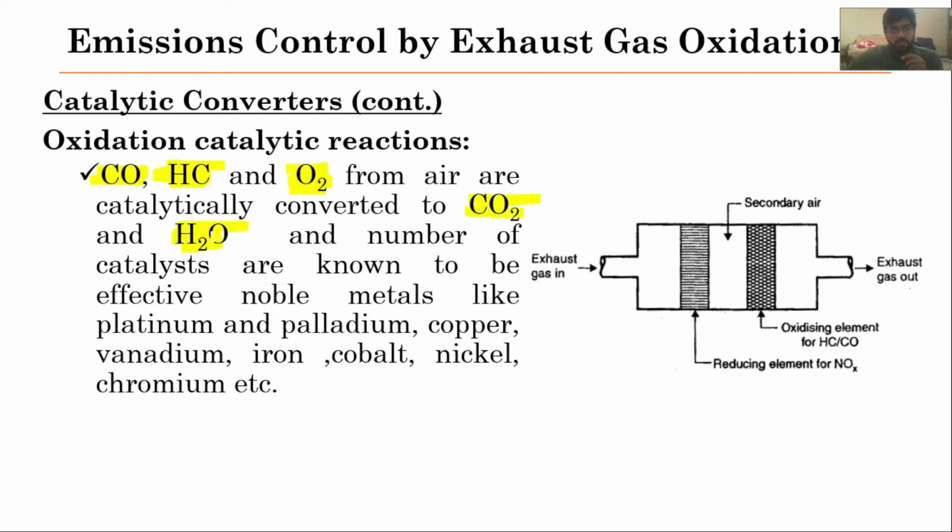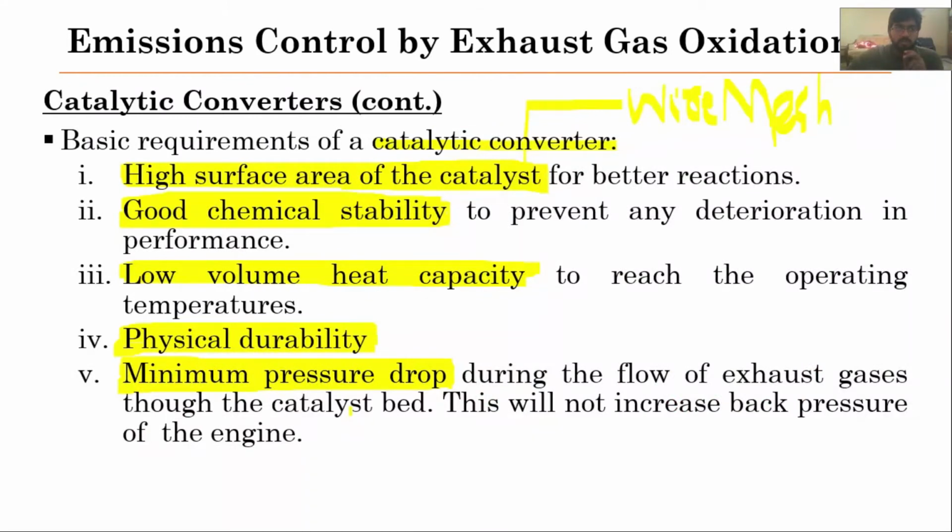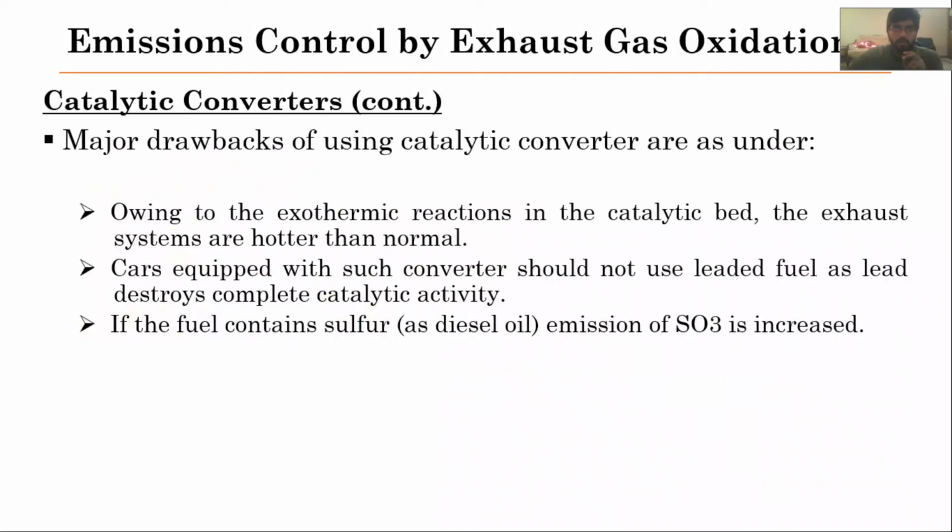So again, for that purpose, usually platinum and palladium catalysts are being used, and sometimes copper and vanadiums are being used because platinum and palladium are quite expensive. Therefore, sometimes copper, vanadium, iron, nickel, chromium catalysts are also being used, but they are not very good catalysts as compared to the platinum and palladium. So this is how the catalytic converters are operating.